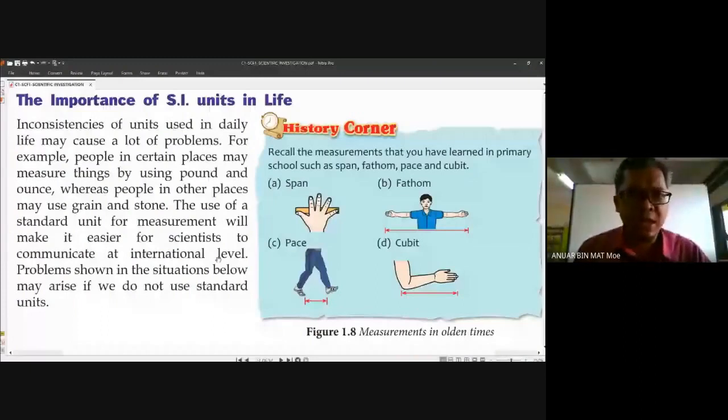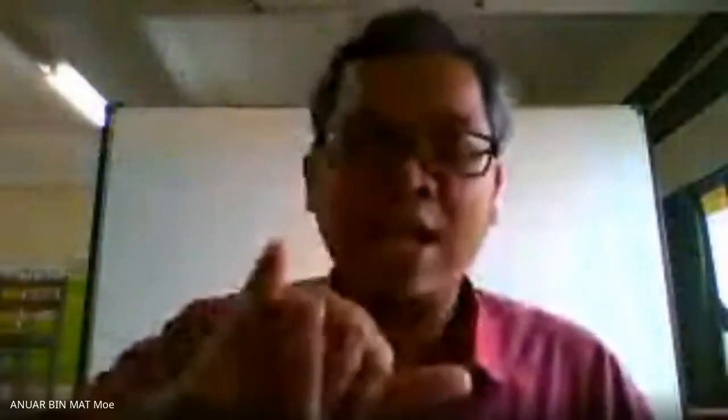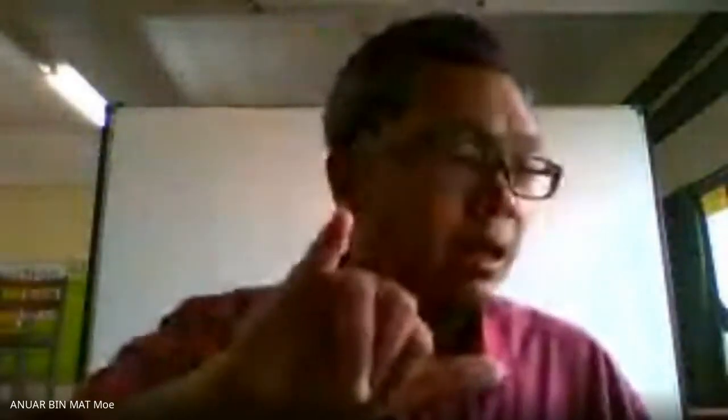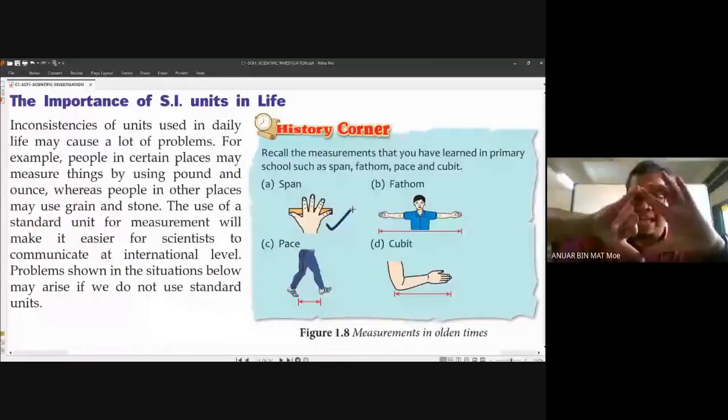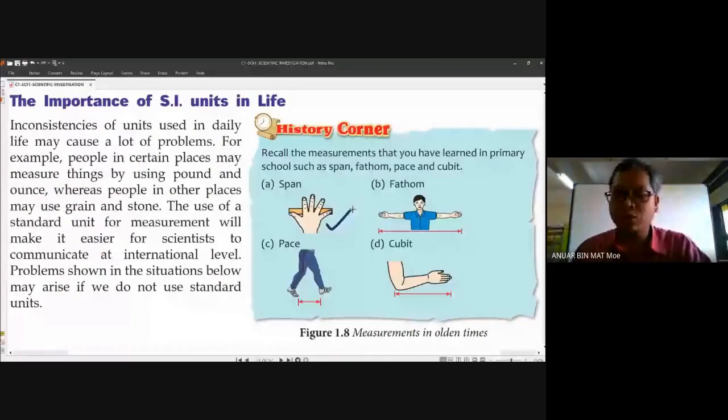Why we need to use the SI unit in life? Okay. You cannot just use any of the older measurement. For example, here you use the span. Just use your index finger and then this finger just to measure things. Cannot, because why? Because different people got different length, right? But this is what they use. Many maybe at the ancient time, older time they use like this.